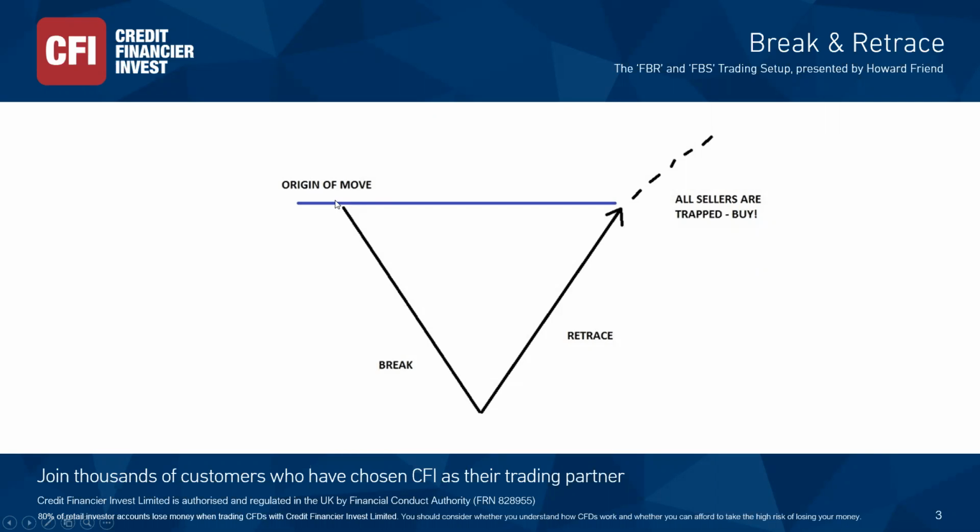But what I'm looking for is a break followed by a complete retracement of that break move all the way back to the point of origin, the point just before the market started to break. Once we get to this point, all of the sellers on or after the break below the line are trapped. And that creates the conditions for the market to rally significantly as trapped sellers bail out of their losing positions. So that's the basis of break and retrace. And I use break and retrace in a number of different methodologies, including FBR and FBS, which I'm going to show you.